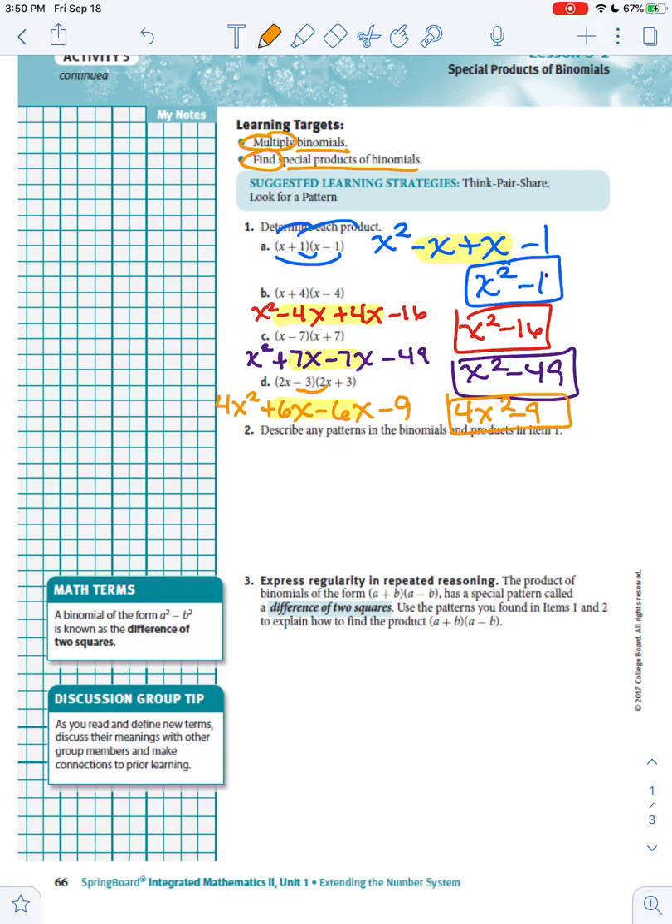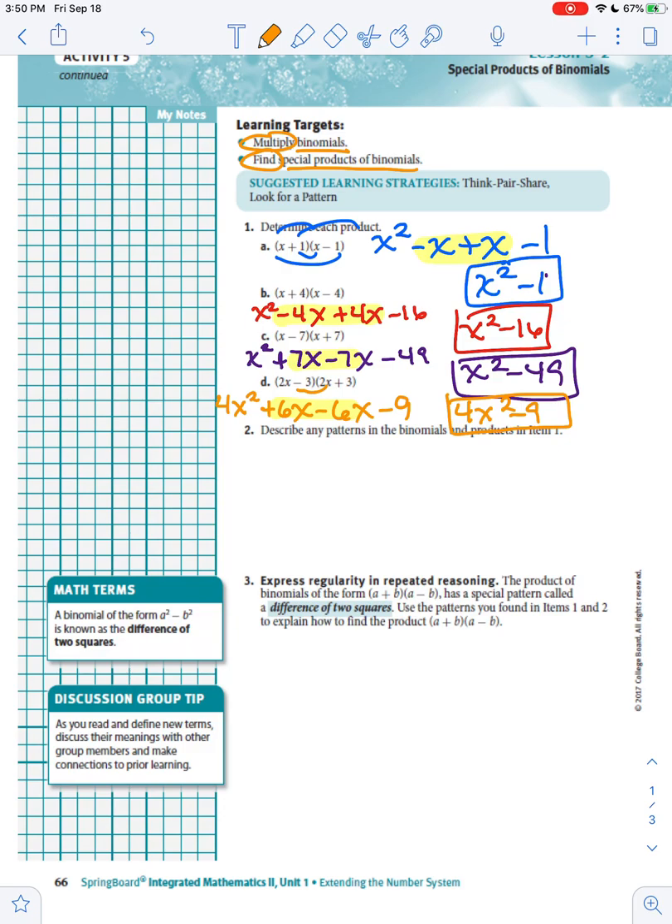So we didn't get a 1x squared this time, but we got a 4x squared. So notice we have a perfect square, again, as a coefficient for x squared, and a perfect square for the last term, which is 9. And notice they're all minus. Okay, so we have a name for this. We call this the difference of two squares.